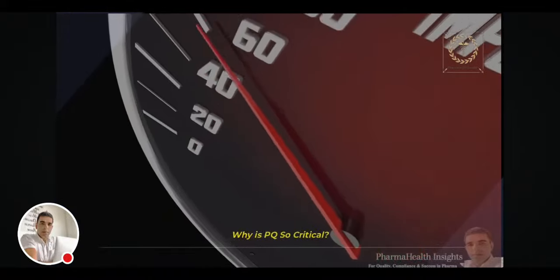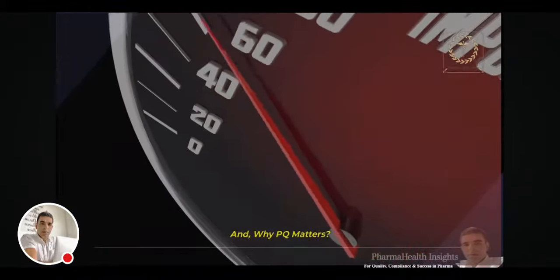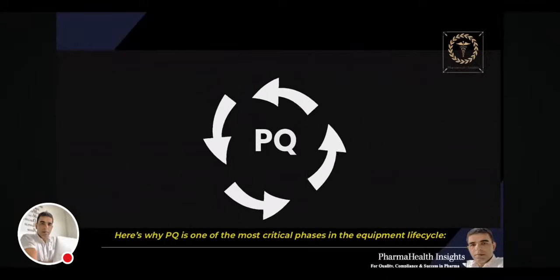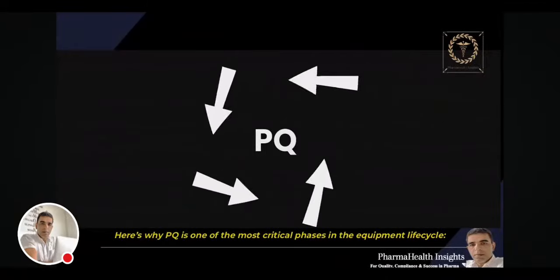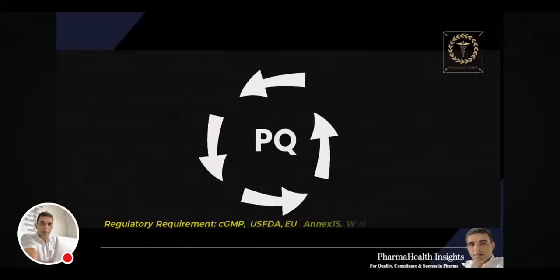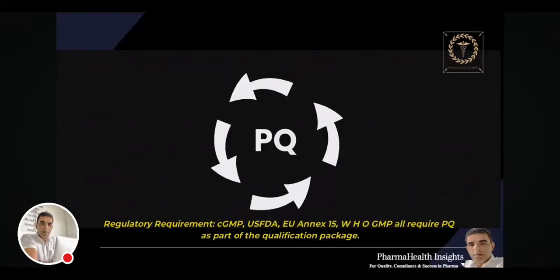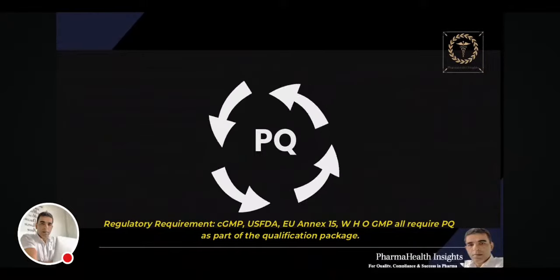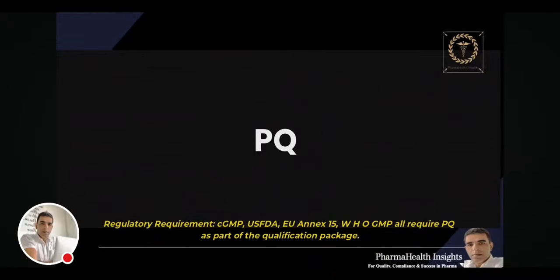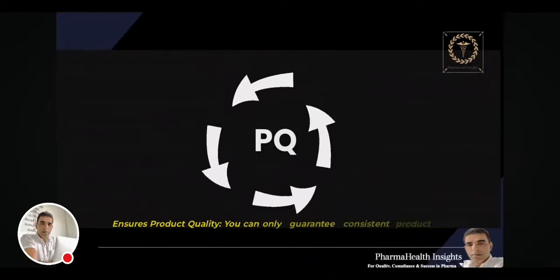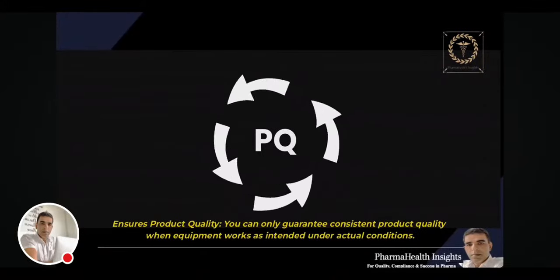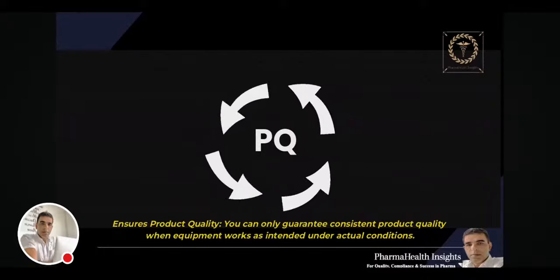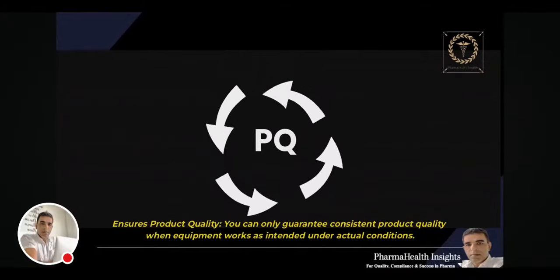Why is PQ so critical, and why does PQ matter? Here's why PQ is one of the most critical phases in the equipment life cycle. Regulatory requirement: CGMP, US FDA, EU Annex 15, WHO GMP all require PQ as part of the qualification package. Ensures product quality. You can only guarantee consistent product quality when equipment works as intended under actual conditions.